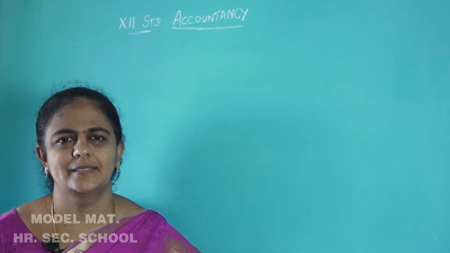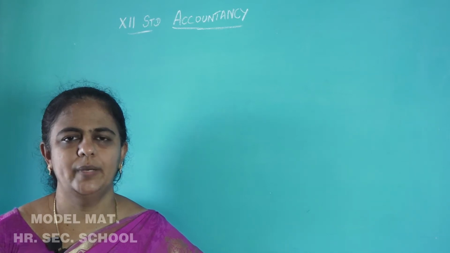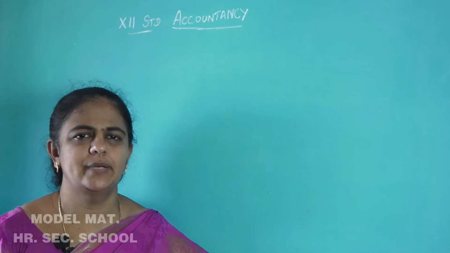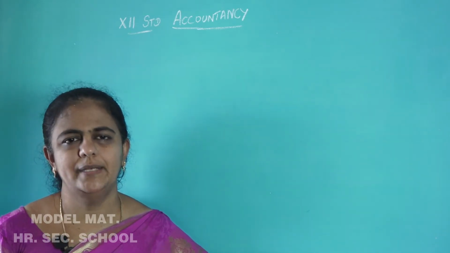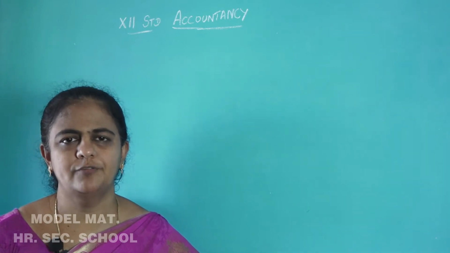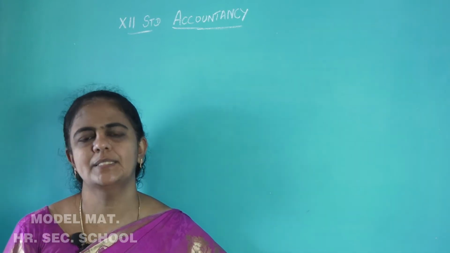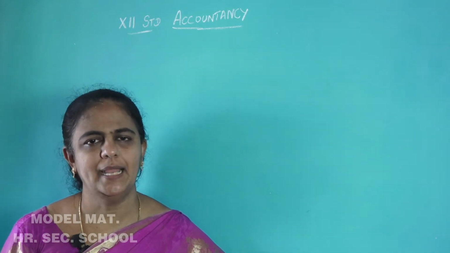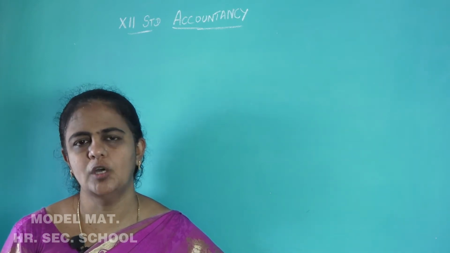Today's class, I'll be teaching the format of income and expenditure account. In previous classes, we were discussing how the accounts are maintained in a non-profit organization or not-for-profit organization. Business organizations are divided into two types. One is based on profit and the other one is based on service.